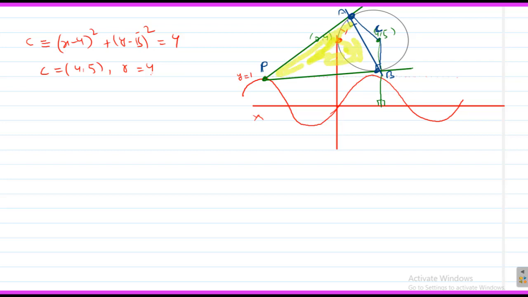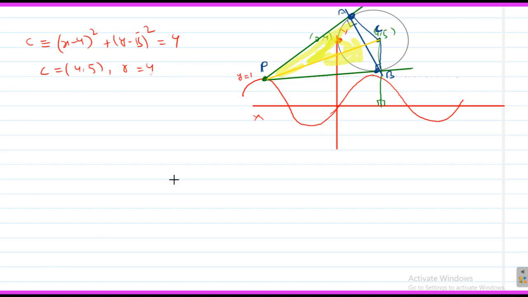Yeah, the shaded one is triangle PAB. We want to find the locus equation of the center of the triangle PAB. Center of the triangle PAB means automatically there exists a circle through P, A and B. So we want to find the locus equation of the center of such a circle. Observe here, the important thing is to join P and C.